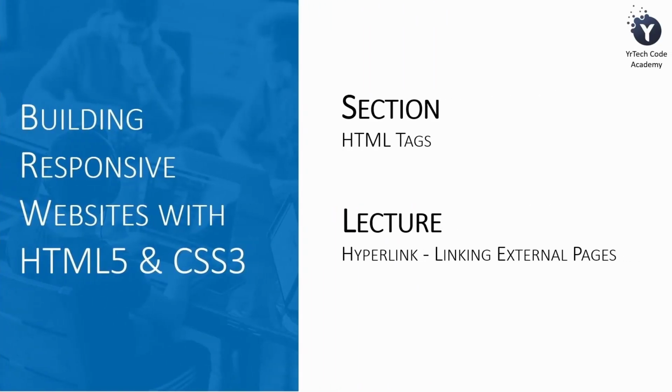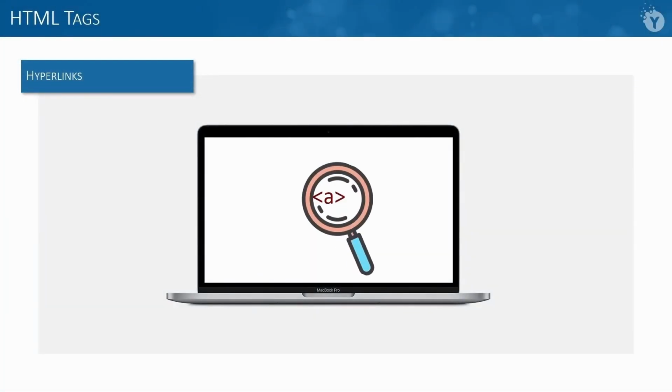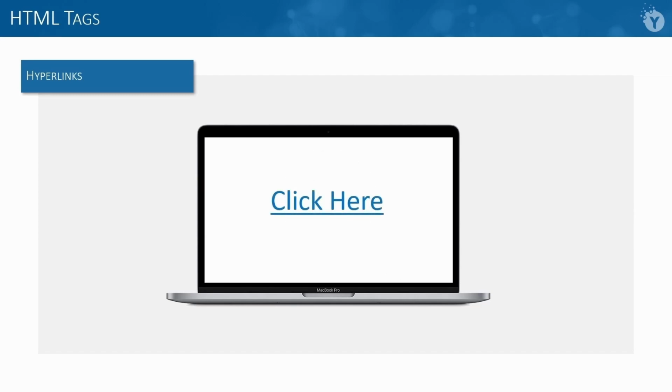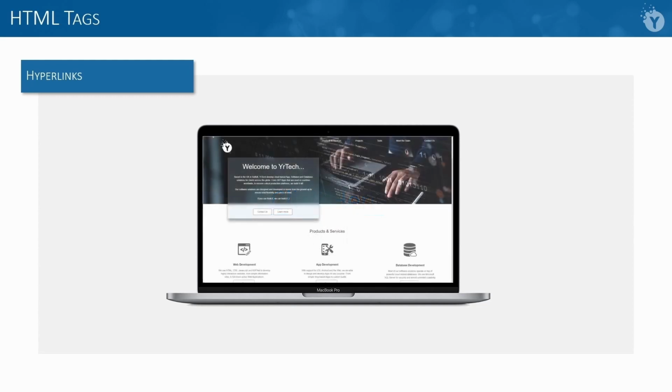Welcome to this first lecture on HTML hyperlinks. In this lecture and the few that follow it, we'll look at the anchor tag to see how we can add text-based hyperlinks to our web pages. Hyperlinks are created using the A tag, and they create clickable elements which can take the user to another location or do certain things when they're clicked.